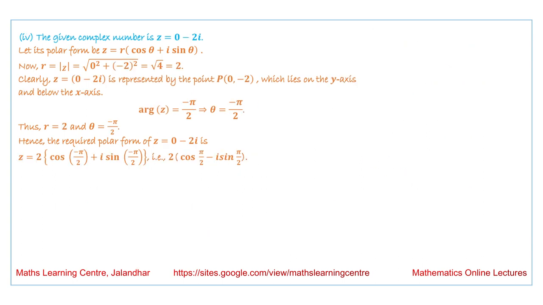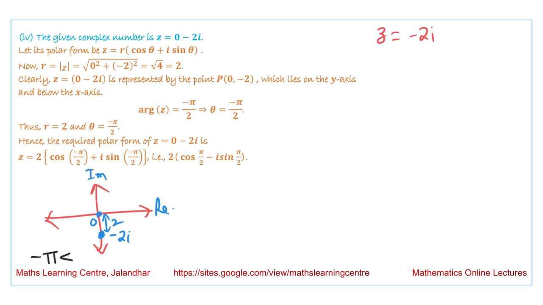Next is z is equal to minus 2 iota. If we plot this number, this minus 2 iota will lie somewhere over here. This is minus 2 iota, this is the imaginary axis, this is the real axis, this is the point 0. So this distance is 2 units. And if we are talking about the angle over here, we require the angle to lie between minus pi less than theta less than or equal to pi. So we are measuring the angle over here in the negative direction, so that will be equal to minus pi by 2. So what we get is that the value of r is 2, the value of theta is minus pi by 2.